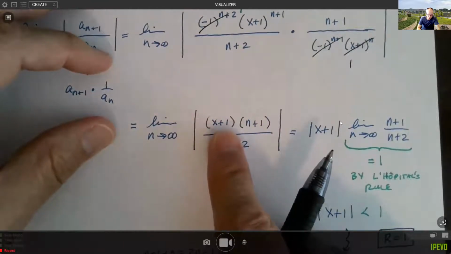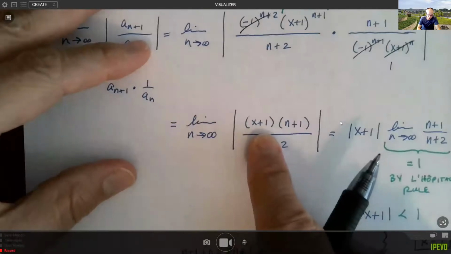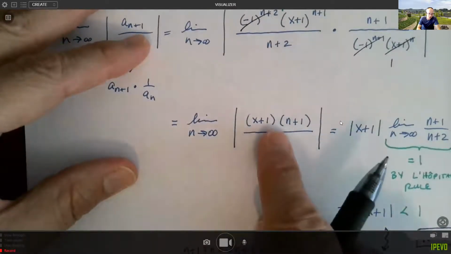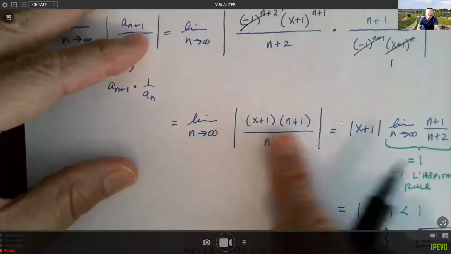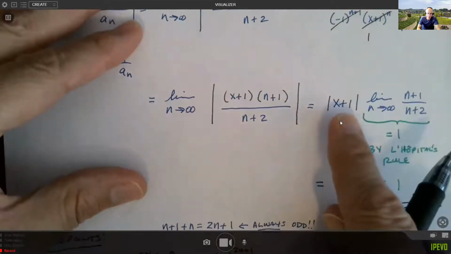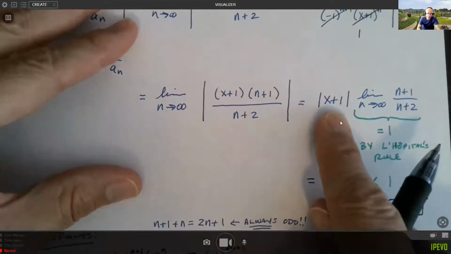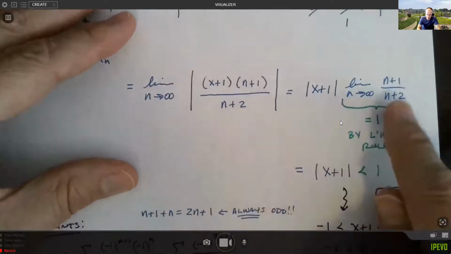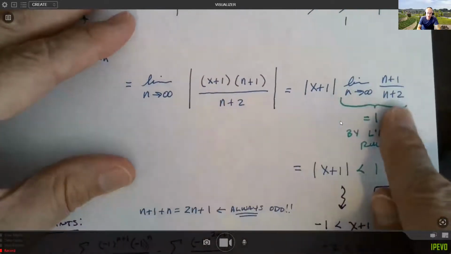I'm going to actually pull that absolute value of x plus 1 out of the limit because the limit says n is going to infinity. So x is really a constant with respect to n. So it's like a constant multiple. I can pull it out here. All right, but I keep the absolute value bars around it because, again, x plus 1 could be negative. However, n plus 1 divided by n plus 2 are always positive.